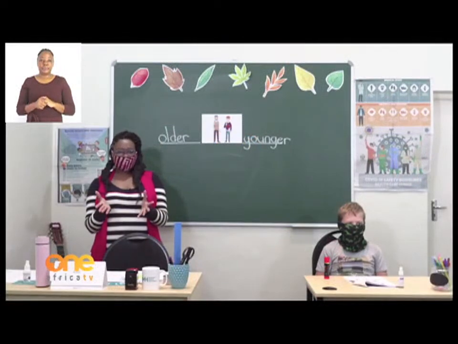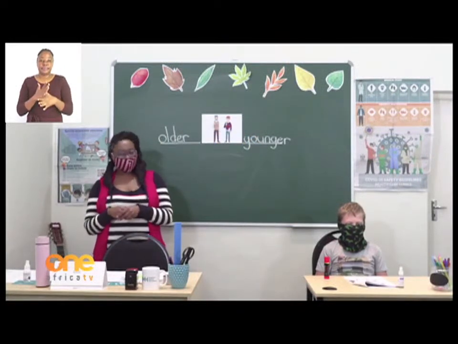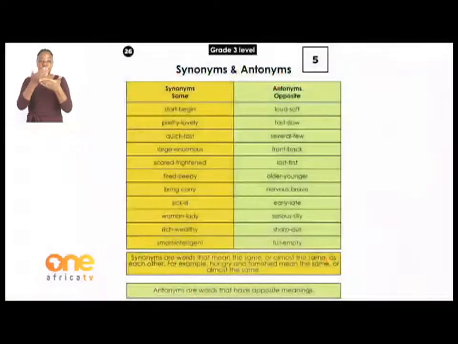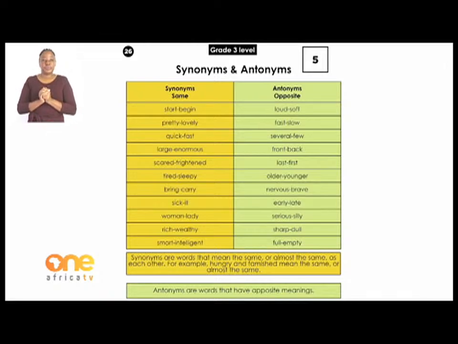Our first exercise for today can be found on page 26. On page 26, we will be discussing synonyms and antonyms. I know these are very weird sounding words, so let's say them together. Let's say the word synonym. Very good. Let's start with the synonyms.